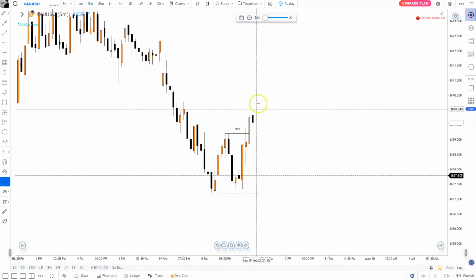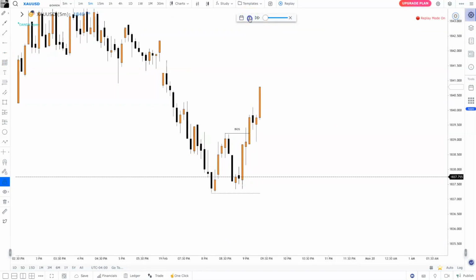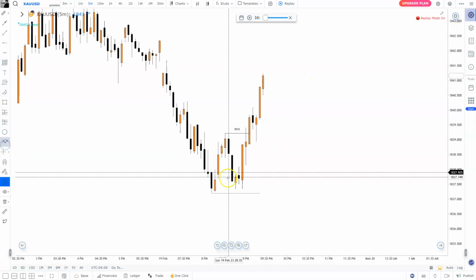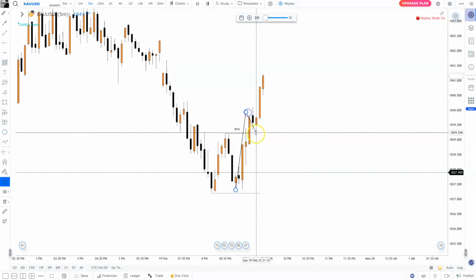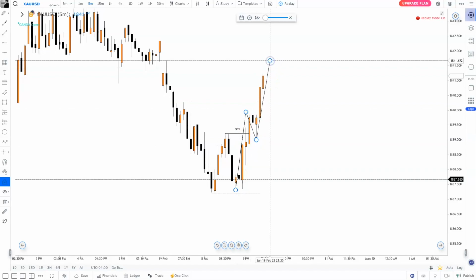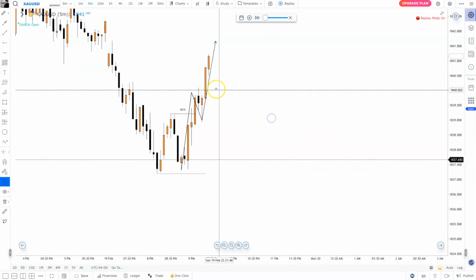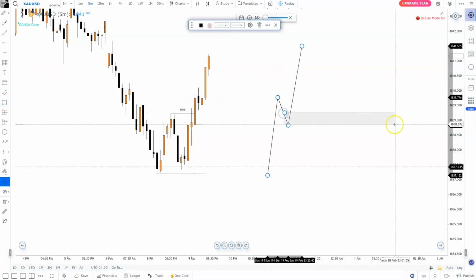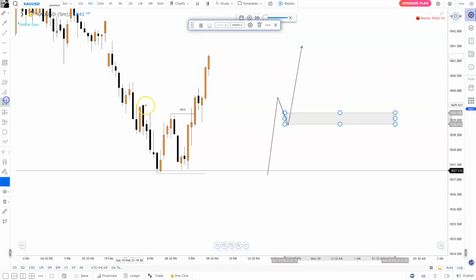Right, after that break of the structure, let's see so far what it is doing. Look at that, the market actually moves up very strong, right? Very aggressive move, minor correction, aggressive move. So far this is what we have, okay? At the moment, we have a POI, okay? Which in this case, it would be here.